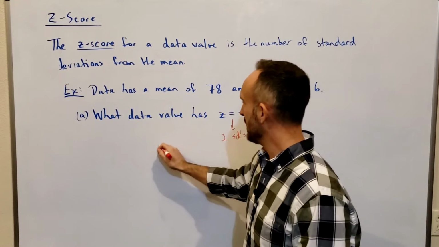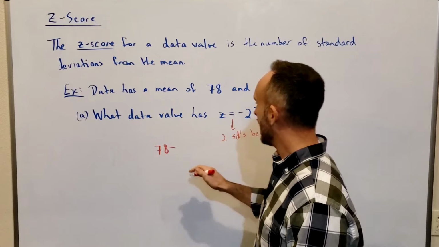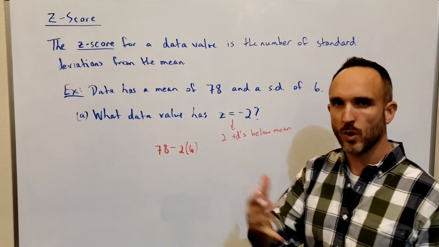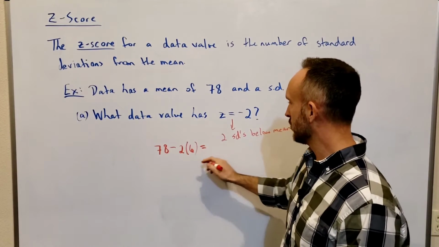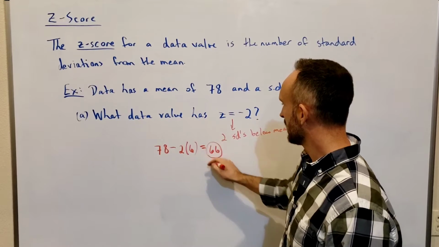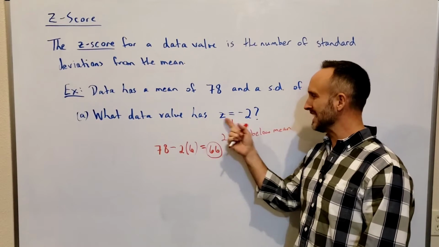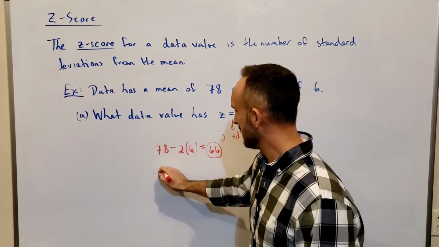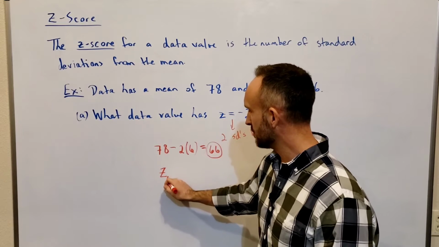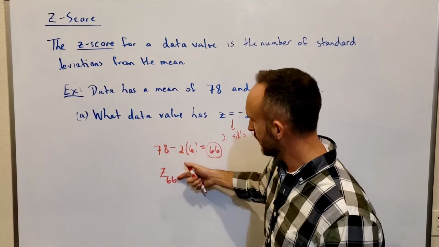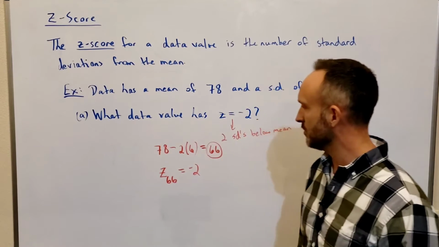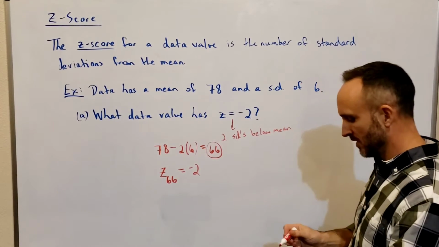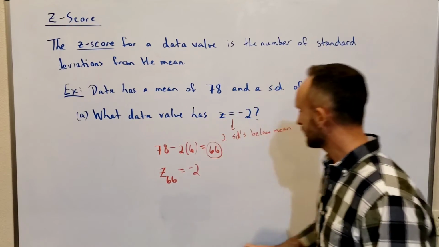So what we would do is take our mean and subtract 2 times our standard deviation. Subtract 6 twice. And so 78 minus 12 is 66. So the data value 66 has a z-score of -2. In fact, lots of times the way we would write that is the z-score with a subscript of 66, meaning the z-score for this data value equals -2. But the answer to this question is just 66 is the data value. Okay? Now let's go the other way.